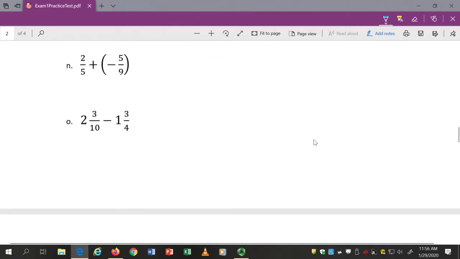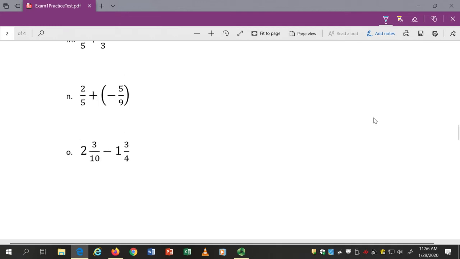Anything else here? Adding. On in right there, would you just rewrite that as 2/5 minus? Definitely. Yeah. Anytime you see that plus or minus, you just rewrite it as subtraction. These two to combine them, though, they need what? Yeah, you got to bring that denominator up to 45 because you can't subtract without an LCD, right?